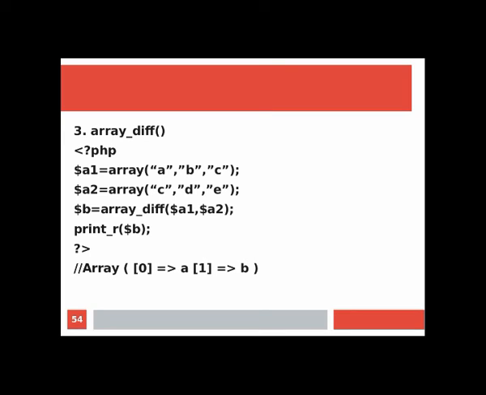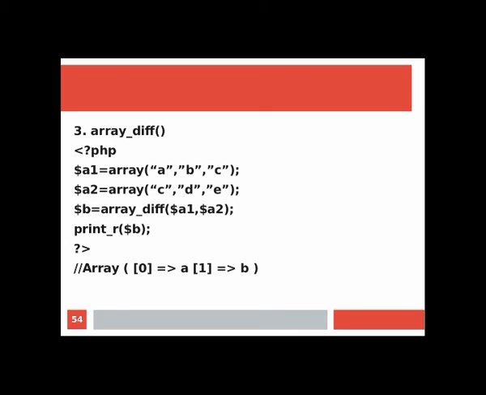Here in the example in PHP: $a1 = array("a", "b", "c"); $a2 = array("c", "d", "e"); and here again we have taken the output in $b = array_diff($a1, $a2).